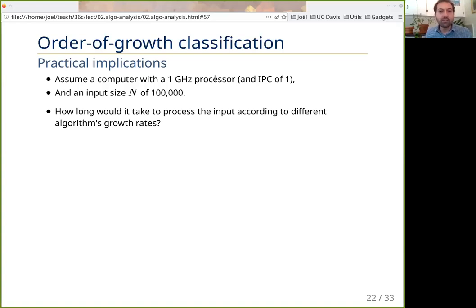And then it's funny to see, according to the kind of algorithm that you're able to come up with, are you able to design an algorithm that will run in logarithmic complexity or in exponential complexity? How long is it going to take to process an input size of 100,000 on this 1 gigahertz processor? And here it's staggering to see the difference.